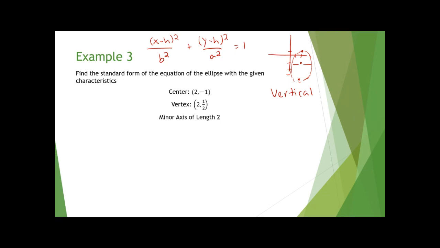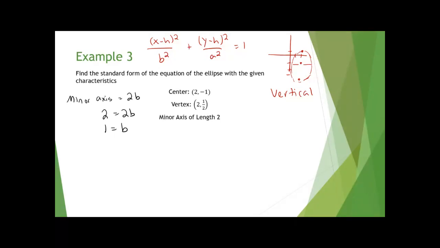Okay, so we need to find a squared and b squared. We know the minor axis, and that will allow us to find b squared because the minor axis is equal to 2 times b, not a. So the minor axis length is 2, so 2 equals 2b. That tells us b is equal to 1. So we know b. Now we have to figure out a.